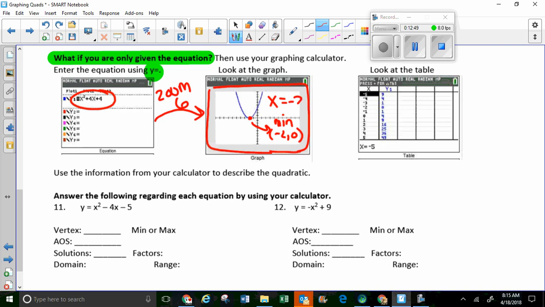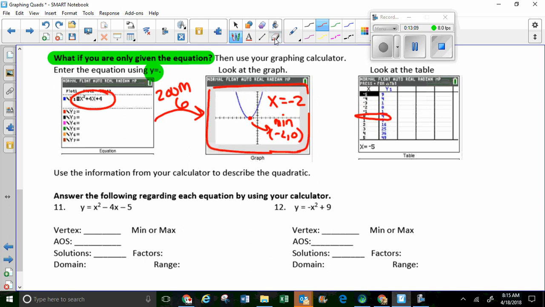X equals negative 2. And so that would give me a factor of x plus 2. But it needs to be squared. Something has to be squared. You can also tell from looking at the table that I've got one solution right here.